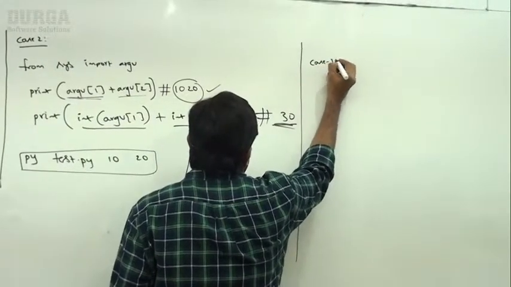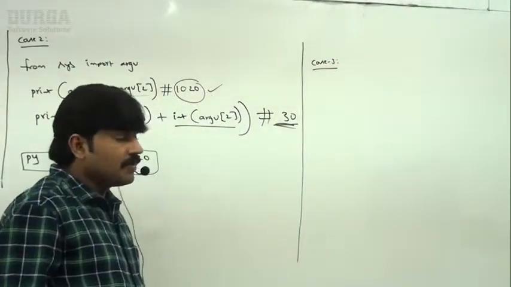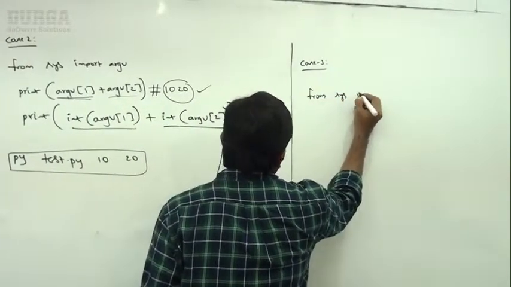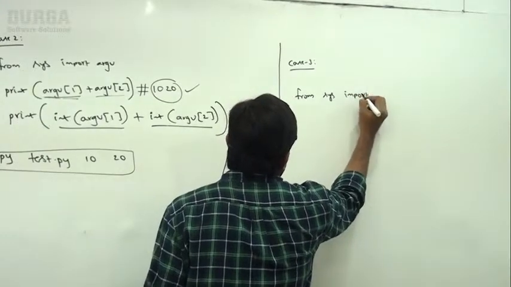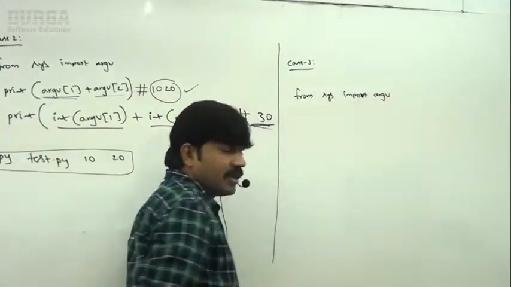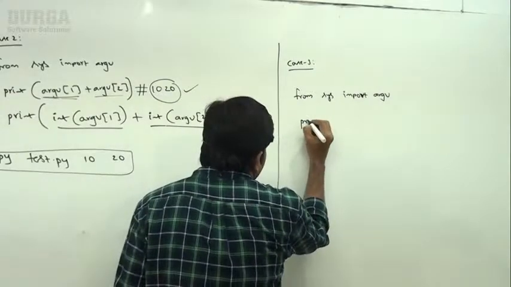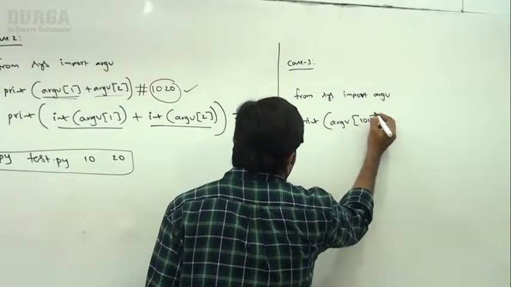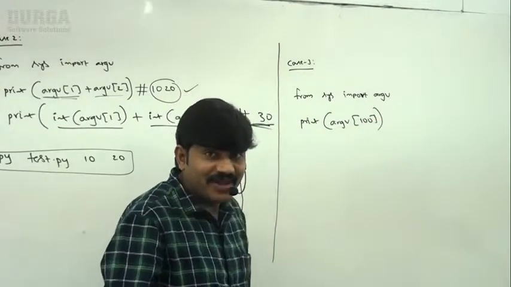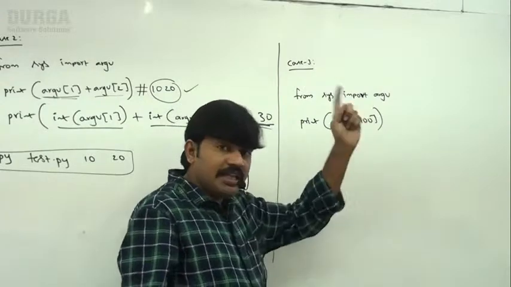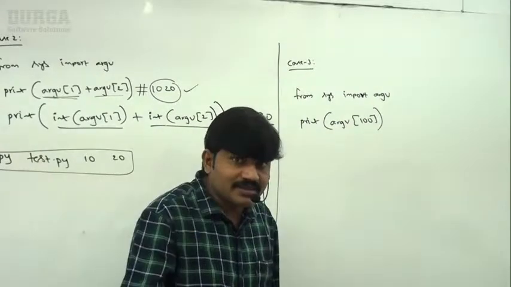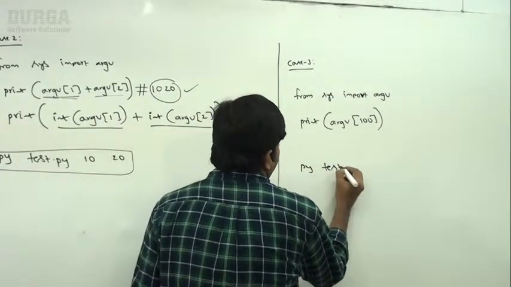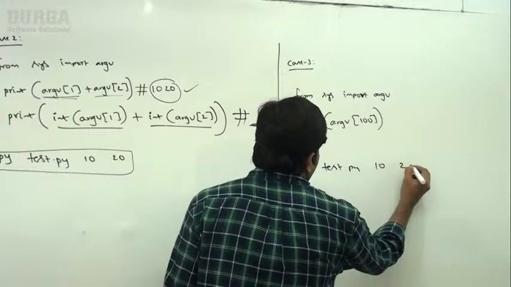Case 3. Have a look once. Here I'm taking from sys import argv, print of argv of 100. Argv of 100 argument I want. 100 index command line argument I want, sir. The command I am passing is py tester.py 10 20.